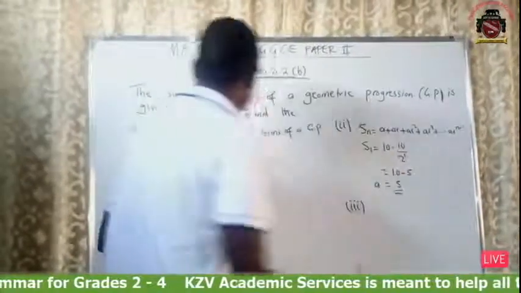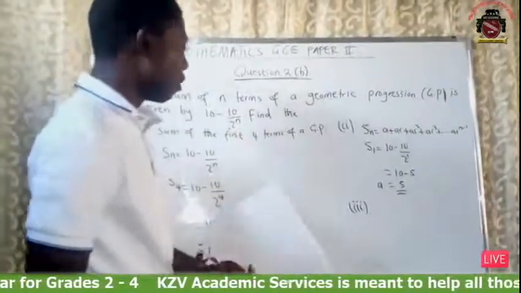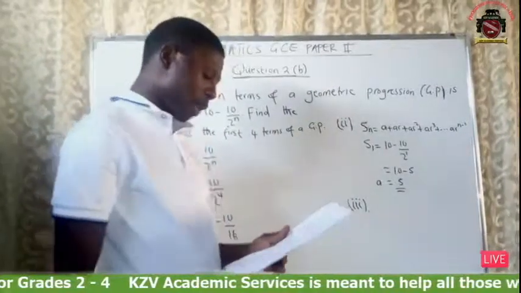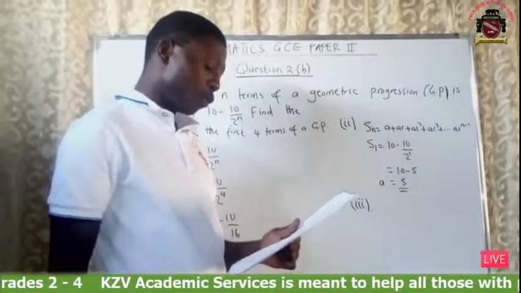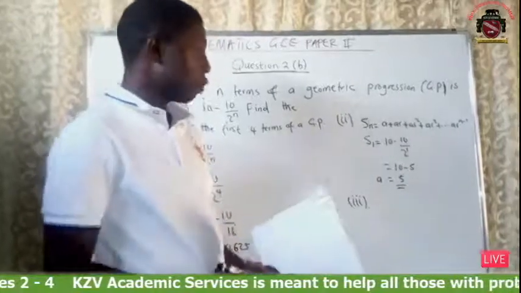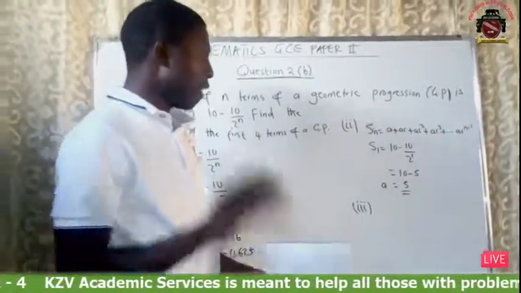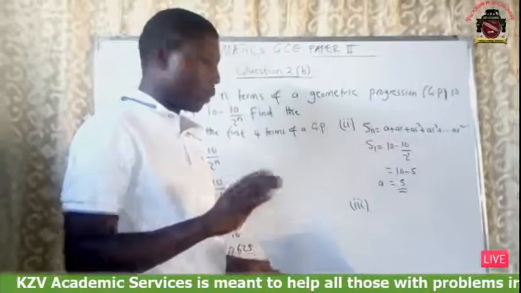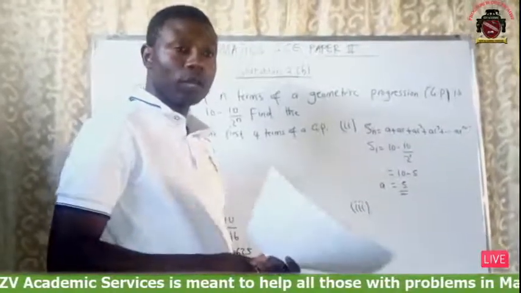Now the third question, under GPs or under sequences and series, was find the first 4 terms. So the first thing that we have to do when solving this question is to find the common ratio. And how do we find the common ratio?